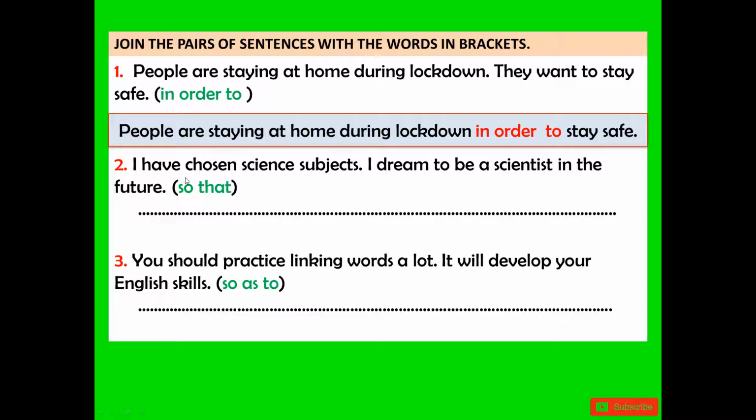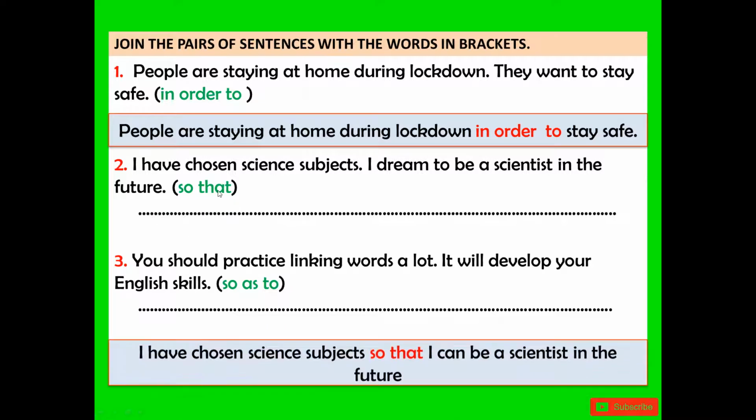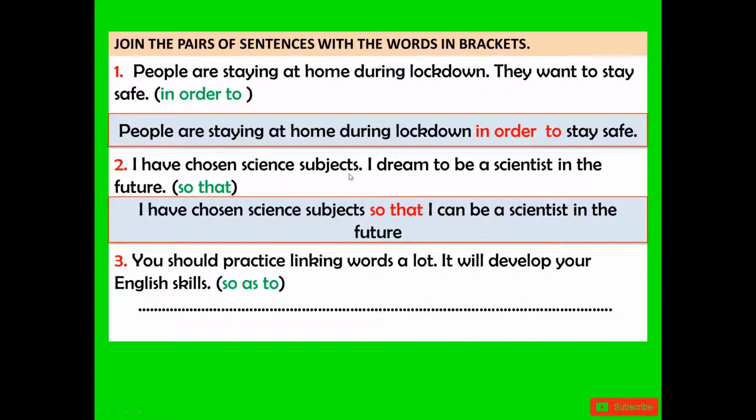Number two. I have chosen science subjects. I dream to be a scientist in the future. Use so that to join the two sentences. We can say, I have chosen science subjects so that I can be a scientist in the future. Remember that so that is followed by a modal verb, okay? Then the verb in the infinitive.